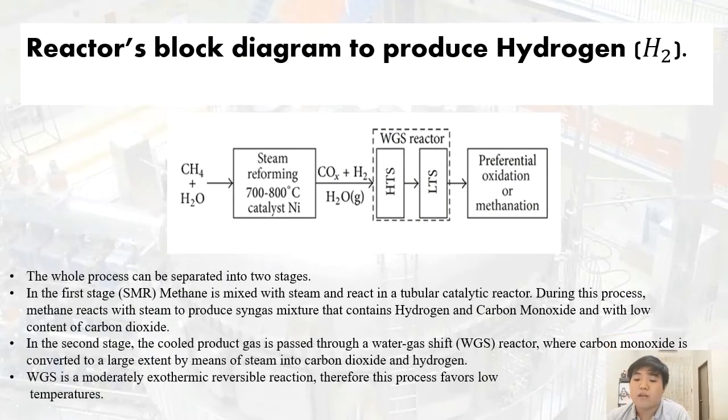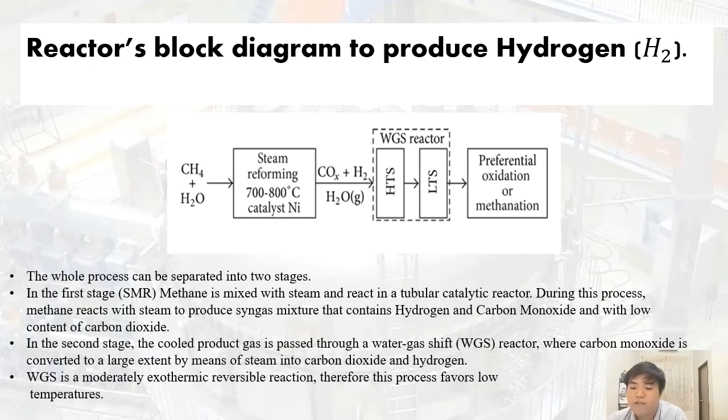Moving on, the block diagram on how we produce hydrogen gas is as shown on the slides. Firstly, we supply methane and water, which is in excess, into the SMR reactor that operates at a high temperature which exceeds 700 degrees Celsius. At this phase, a nickel-based catalyst with alumina oxide as support was used in the reactor.